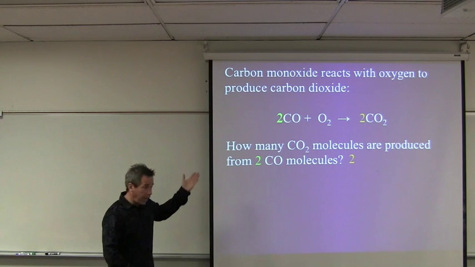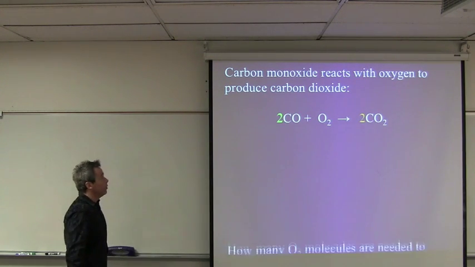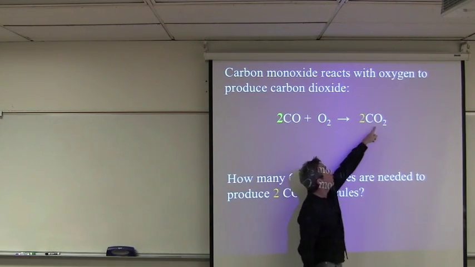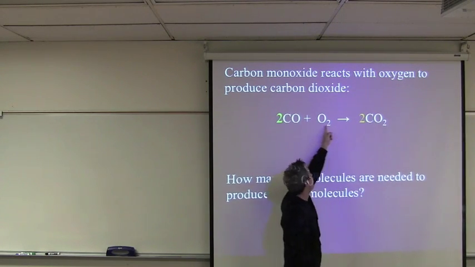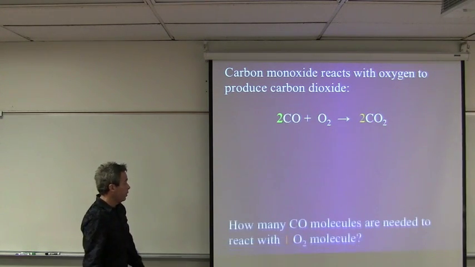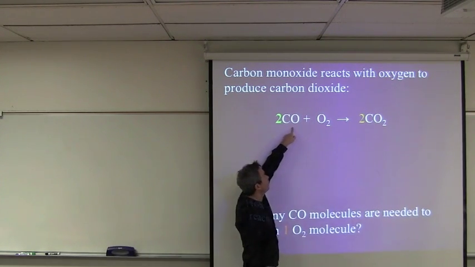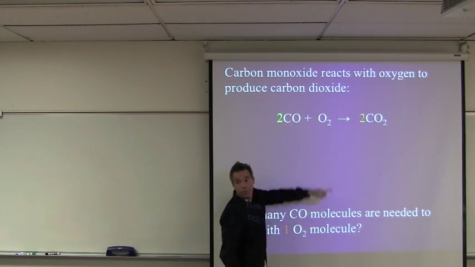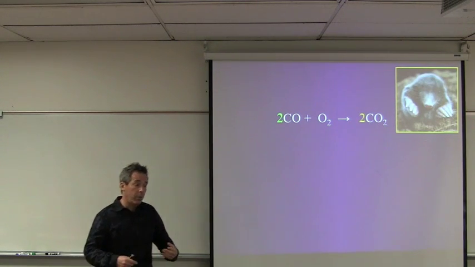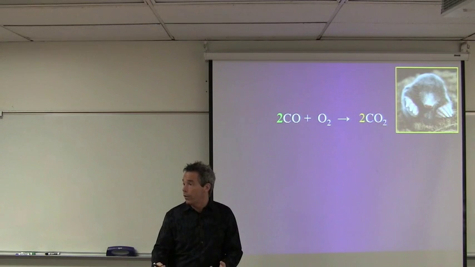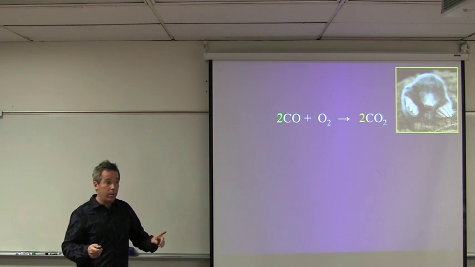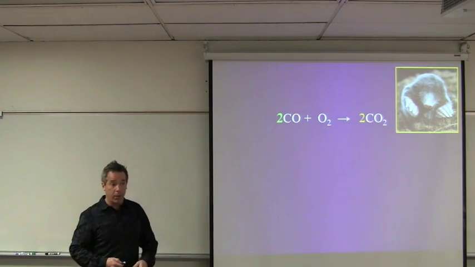2, yeah. That's what these numbers tell us. How many O2 molecules are needed to produce 2 molecules of carbon dioxide? 1. And you don't see a number there, it's a 1. Right? One more. How many carbon monoxide molecules are needed to react with 1 molecule of O2? 2. It's 2 to 1, right? We could think of those as the ratio that the molecules react, or if it's an ionic compound, the formula units that react. Or we could think of it as the number of moles that react also.